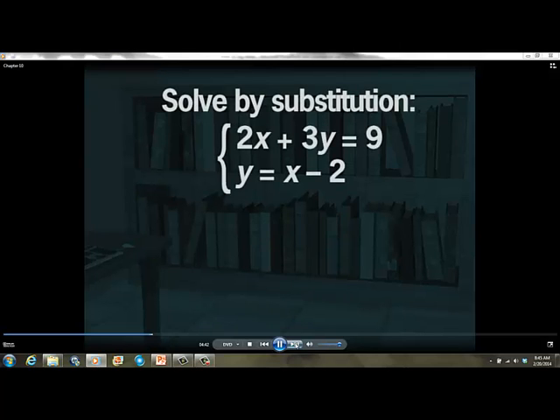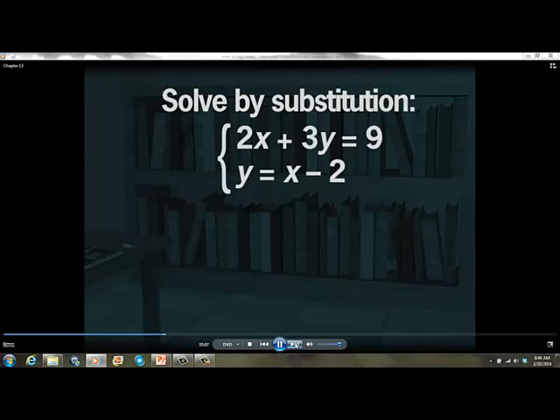Let's try another one. 2x plus 3y is equal to 9. y is equal to x minus 2. So, how do we substitute? Remember, if two expressions are equal, one can be substituted for the other in any equation. What is y equal to in the second equation?